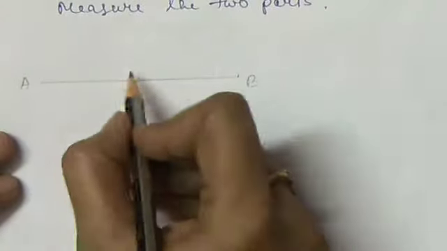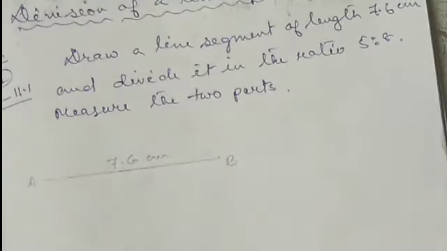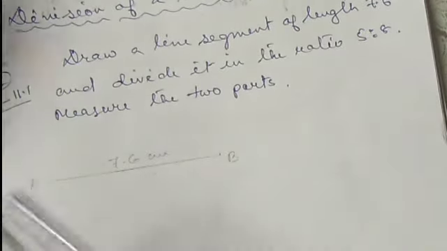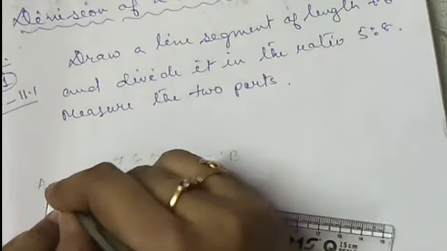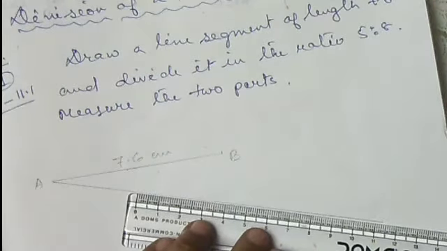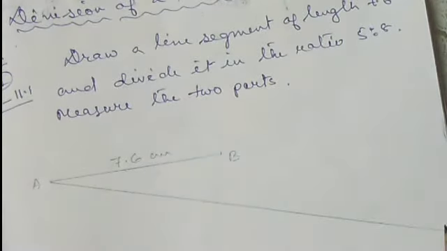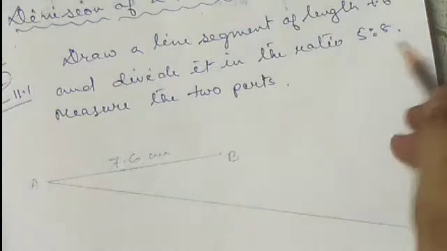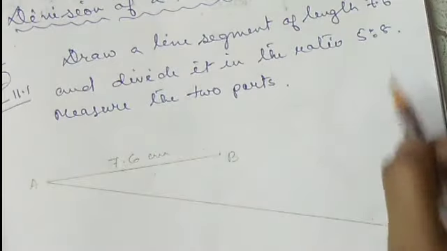You need a very sharp pencil, otherwise your measurement will be wrong. So here it is 7.6 centimeter. Now for dividing this whole line segment in the ratio 5:8, we need to make a ray from the point A. I have made it a little longer. Why? I'll explain why I have made it longer, because while dividing this line segment we need to add up this ratio.